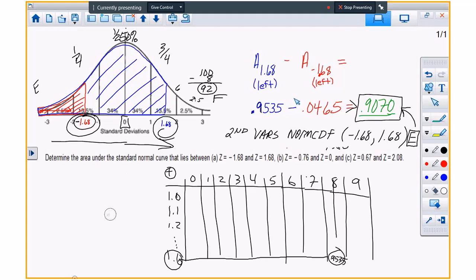So draw a picture. I'm going to have to erase. It's not going to work, but I'm going to try anyway.